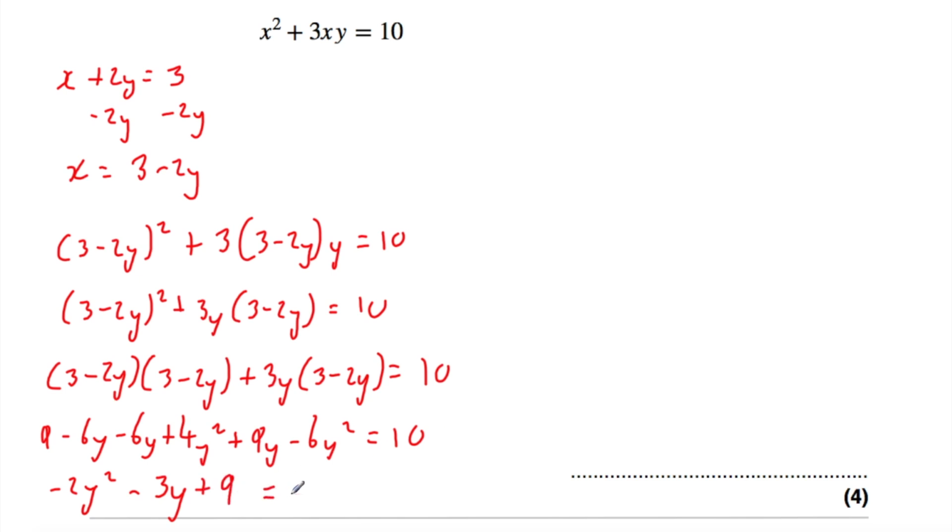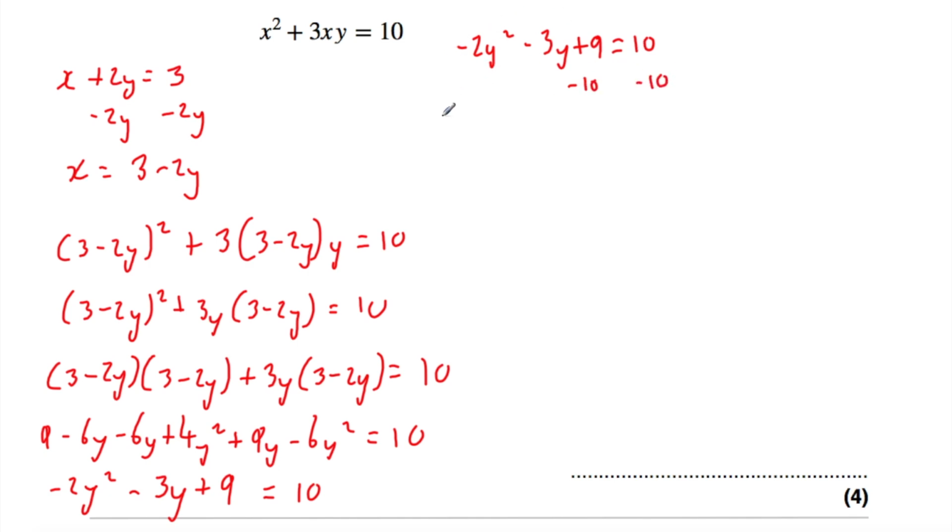And that equals 10, so that equals 10. Now I'm just going to write this up here, so we've got our minus 2y squared minus 3y plus 9 equals 10. Okay, so we've now got to this point, but we want a quadratic we can solve, so that means we're going to want it to equal 0. So let's take away 10 from the left-hand side, and let's take away 10 from the right-hand side.